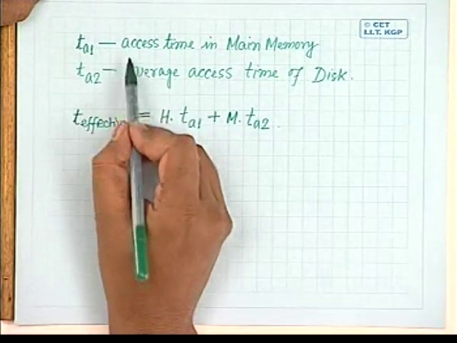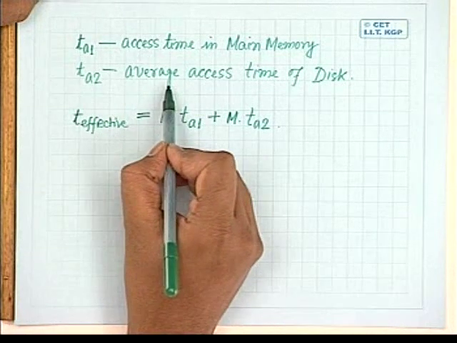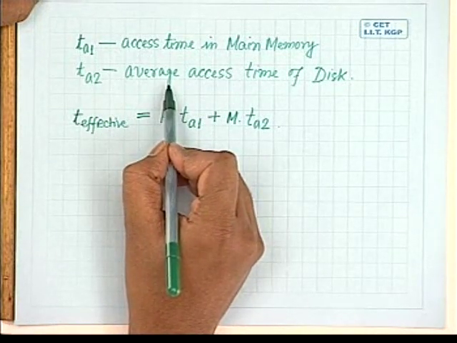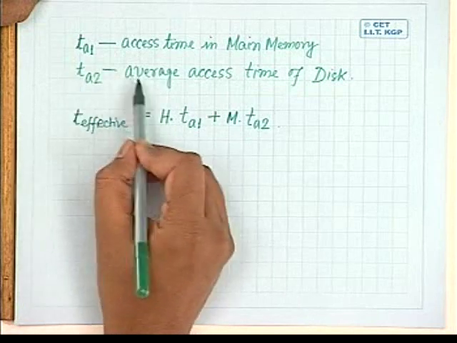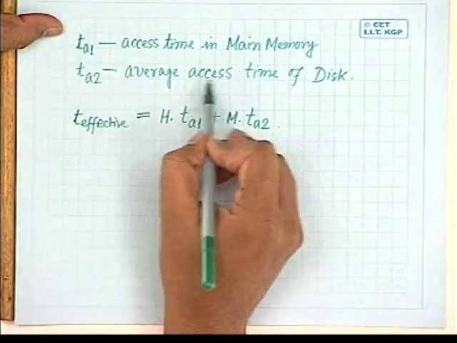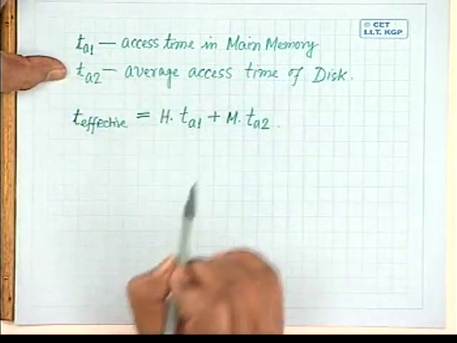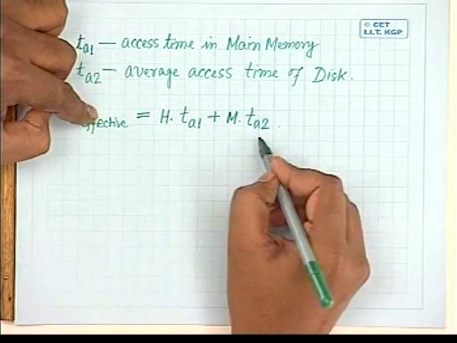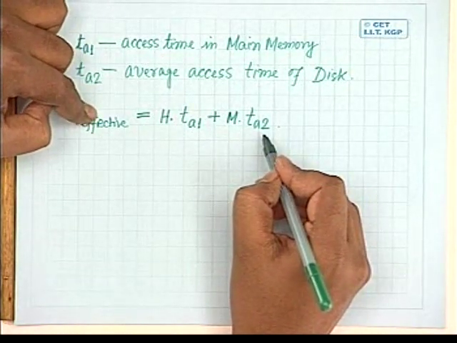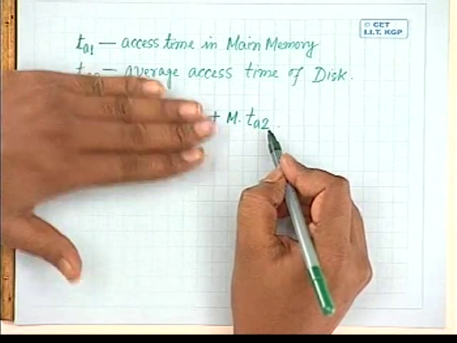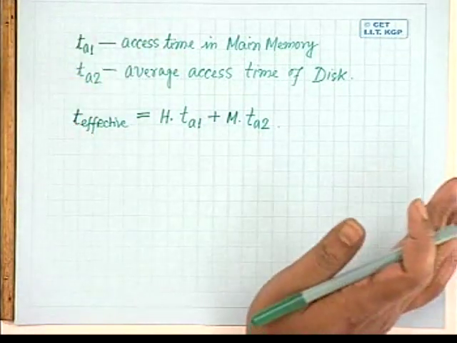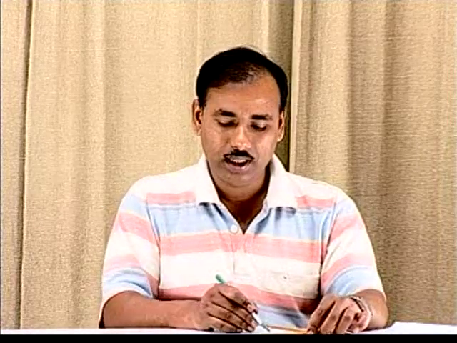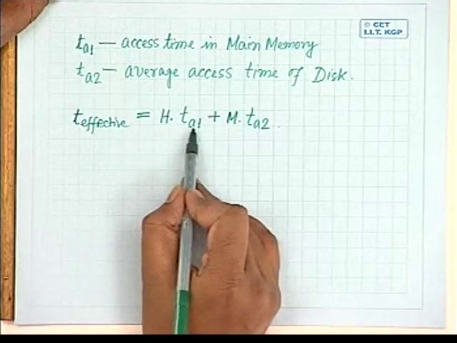Okay, so the first level in this hierarchy is the main memory, the second level is the disk. Now suppose that instead of this two-level hierarchy, we always have to work with the disk. In that case the effective access time will be TA2. If everything is in the main memory, that is, if the main memory is large enough that I don't need the disk, I can put the entire part of every program and every data in the main memory, then my effective access time will simply be TA1.